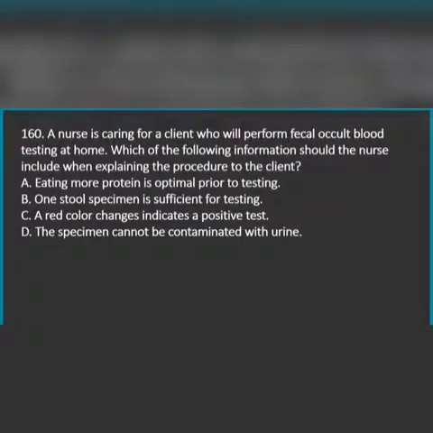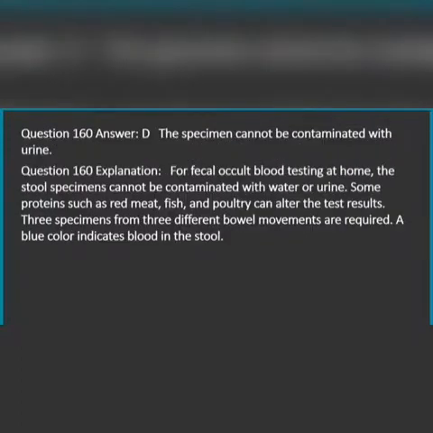Question 160. A nurse is caring for a client who will perform fecal occult blood testing at home. Which of the following information should the nurse include when explaining the procedure to the client? A. Eating more protein is optimal prior to testing. B. One stool specimen is sufficient for testing. C. A red color change indicates a positive test. D. The specimen cannot be contaminated with urine. Question 160. Answer: D. The specimen cannot be contaminated with urine.